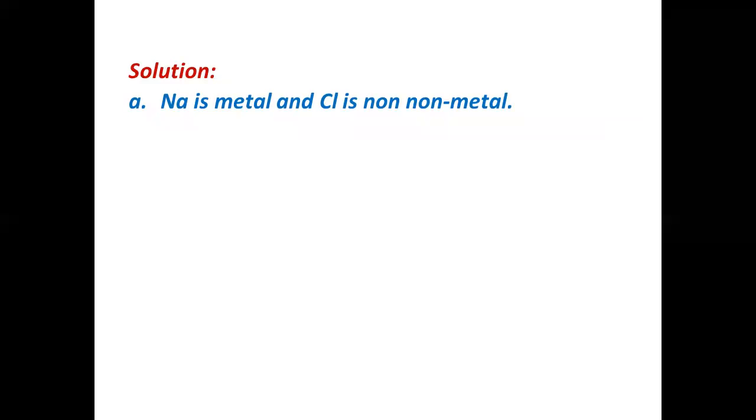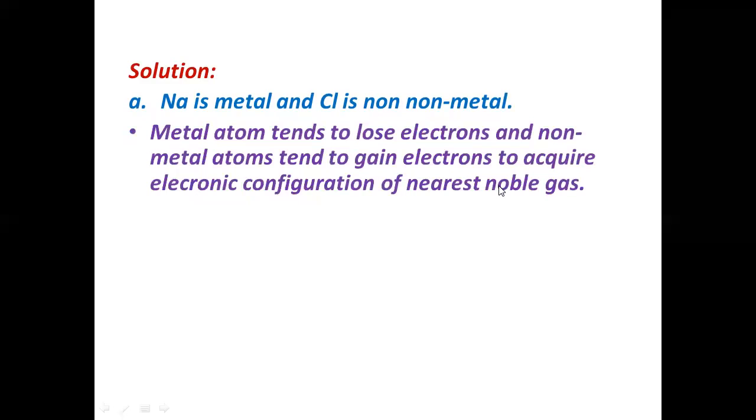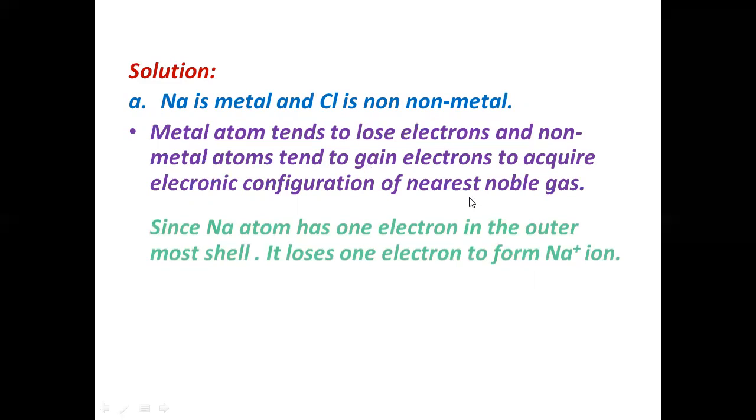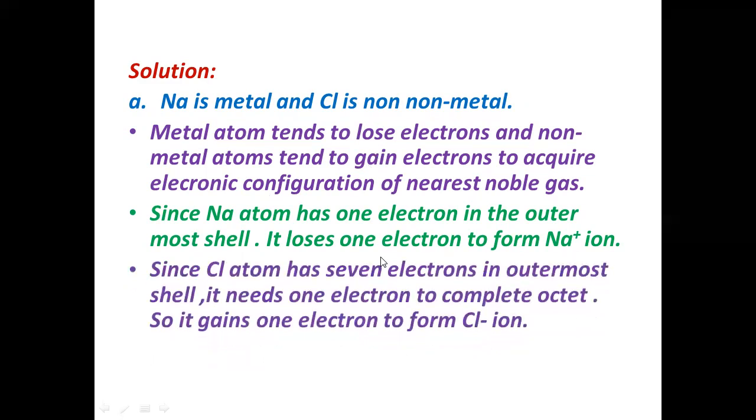Sodium and chlorine are there. Sodium is metal and chlorine is non-metal. So metals, I told you, tend to lose electrons and non-metal atoms tend to gain electrons to acquire the electronic configuration of the nearest noble gas. Since the sodium atom has 1 electron in the outermost shell, it loses 1 electron to form sodium ion or sodium cation, while the chlorine atom has 7 electrons in its outermost shell. It needs only 1 electron to complete the octet, so it gains 1 electron to form chloride ion. For every sodium ion, you need 1 chloride ion.